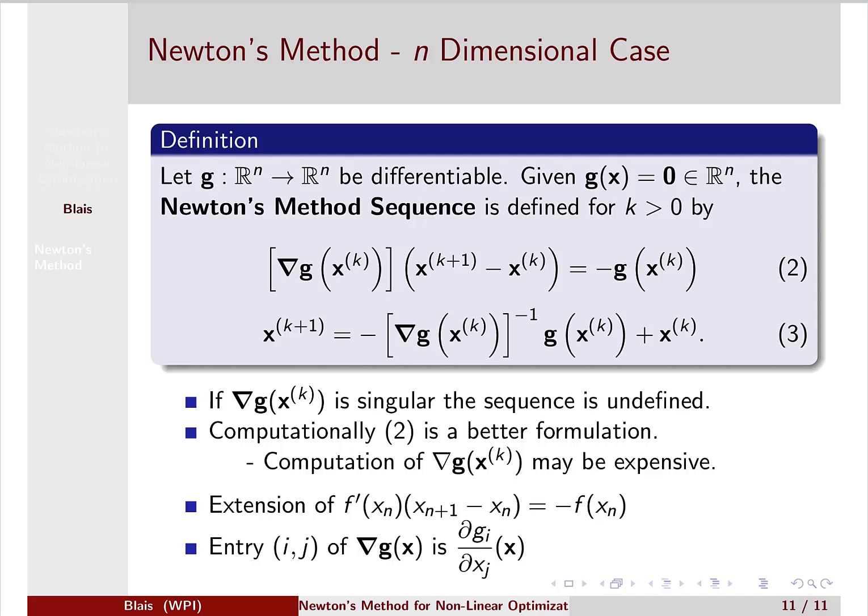If we put all of that together, that system of equations can be written as that Jacobian matrix times x_{k+1} minus x_k equals negative g of x_k. This collapses all n of those equations into one matrix vector multiplication equation. If we can invert this Jacobian matrix, we can multiply both sides of this equation by that inverse and solve for x_{k+1}. If this is not invertible, we say that the sequence is undefined.